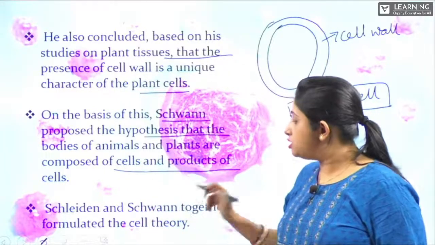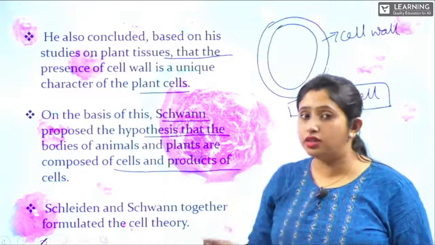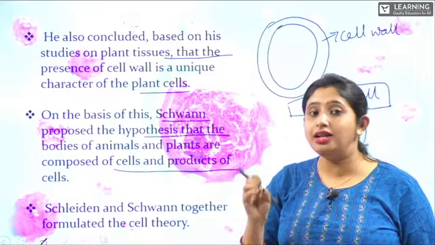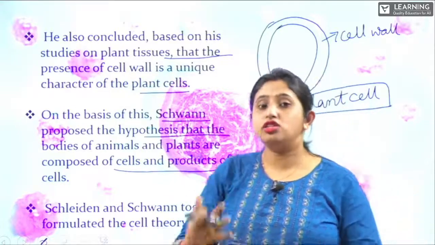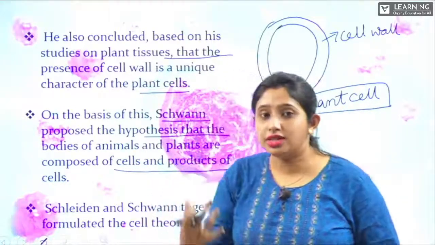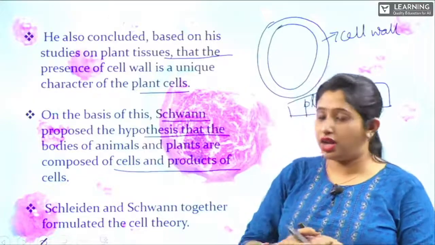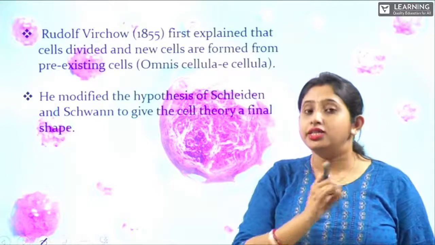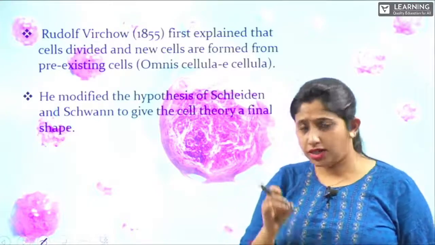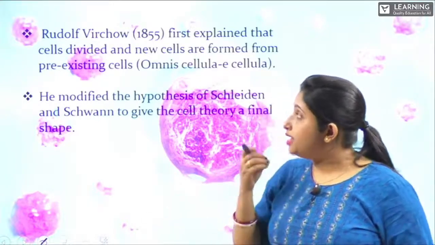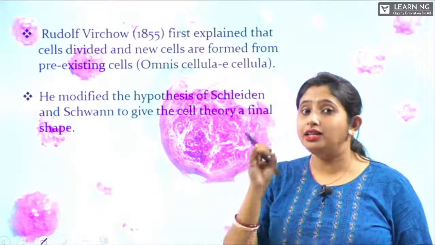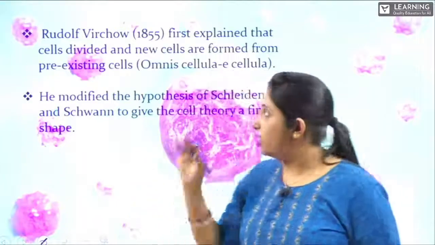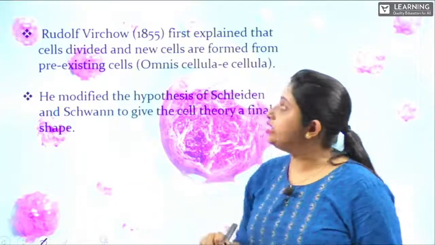So they proposed a hypothesis that all living organisms are made up of cells and their components. Schleiden and Schwann together came up with a theory, and that theory is known as the cell theory. Based on their studies and discoveries, they proposed the cell theory in the year 1839. Clear? It was proposed by Schleiden and Schwann.